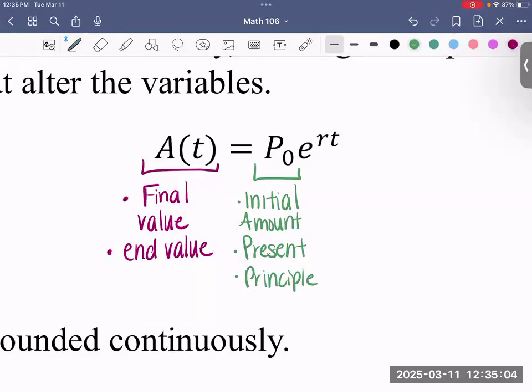We know e is your value e. r is your rate. And t is your time.